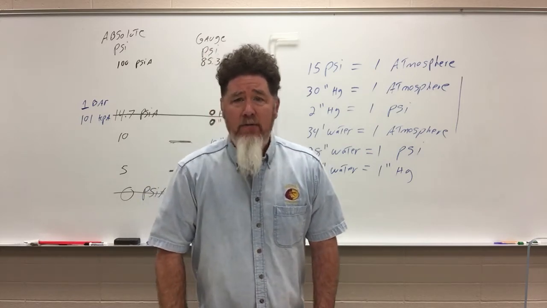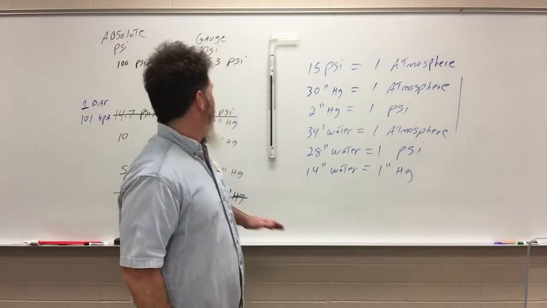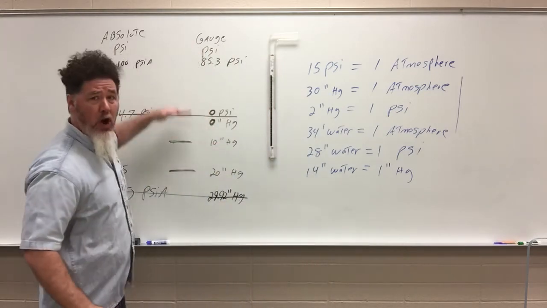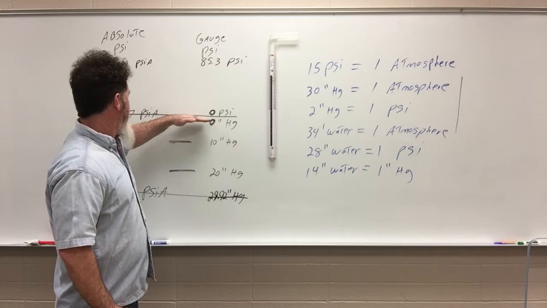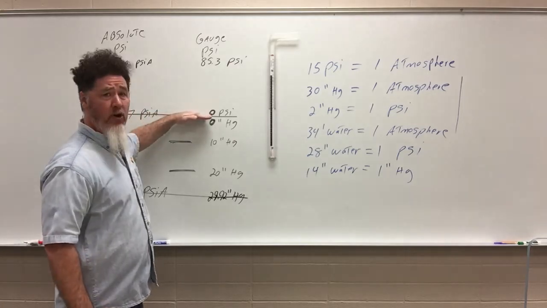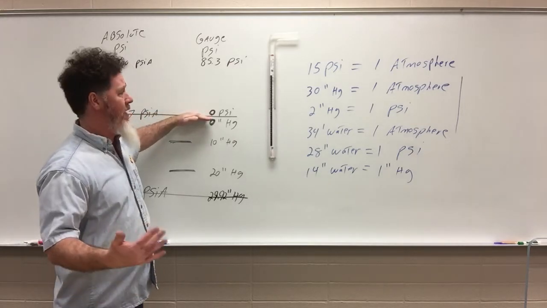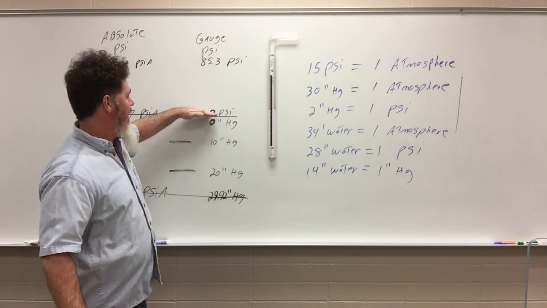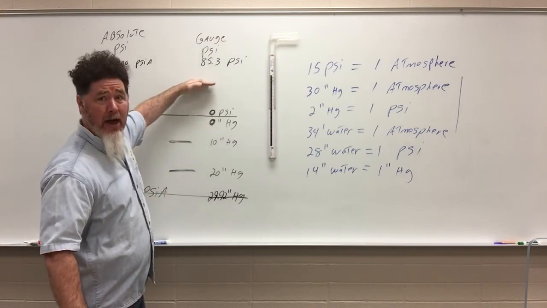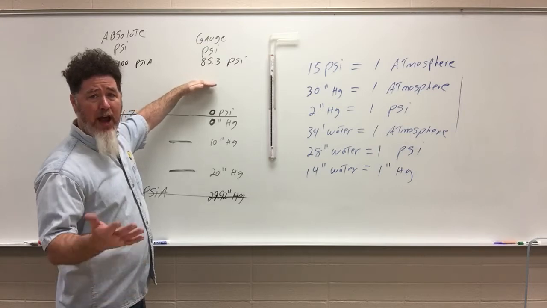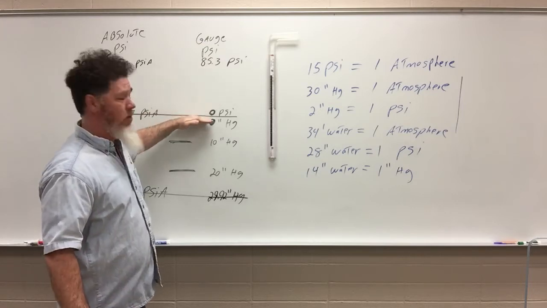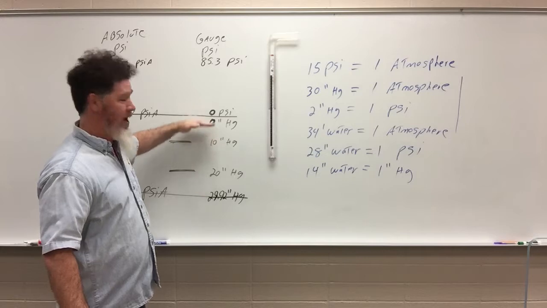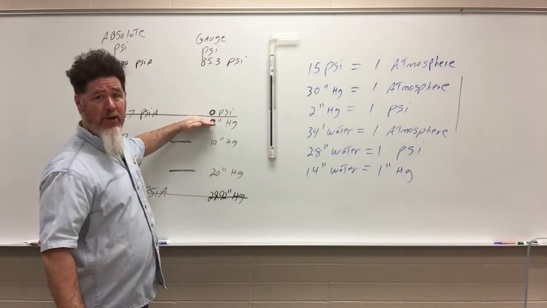The first thing we have to realize is that I drew a chart over here, and what it tells us is that this line right here is atmospheric pressure. That's one atmosphere of pressure. PSI is typically on the high side of that line, where we're adding pressure to atmospheric pressure, and inches of mercury is on the bottom of that line, where we're taking away from atmospheric pressure.